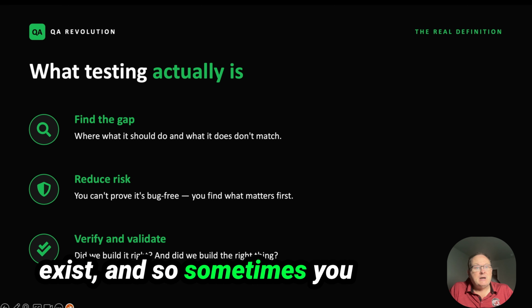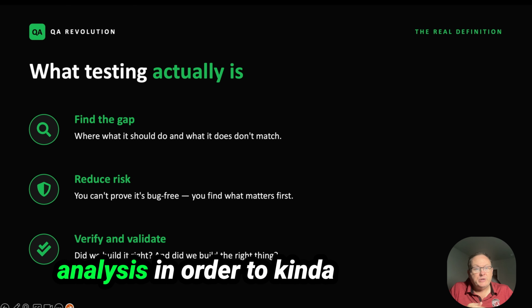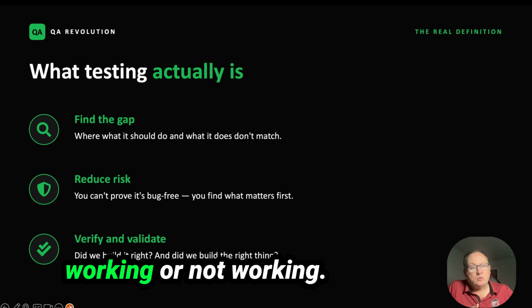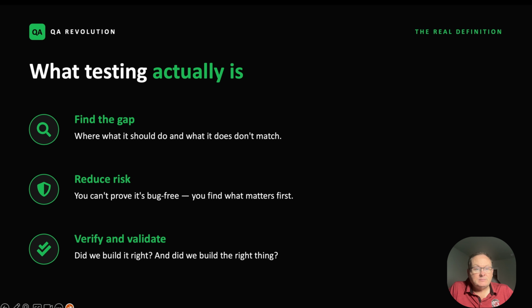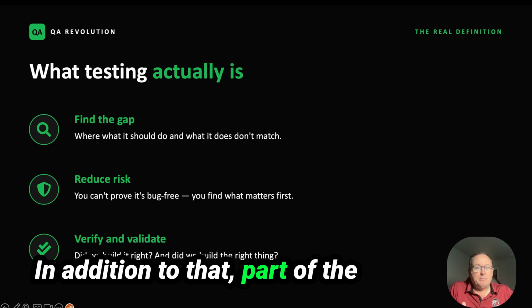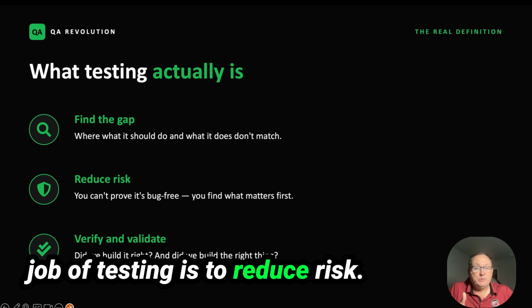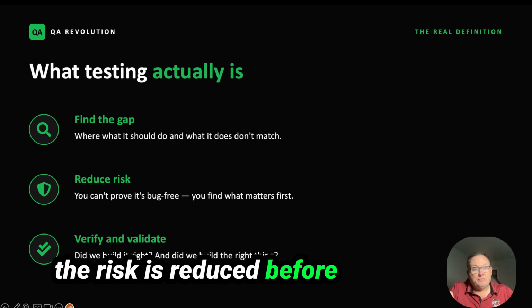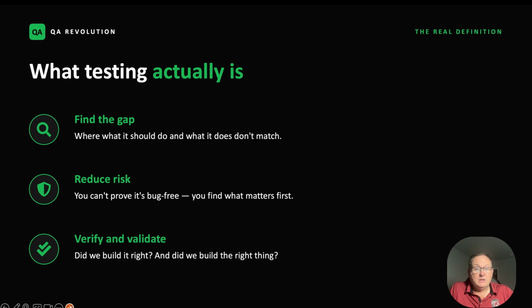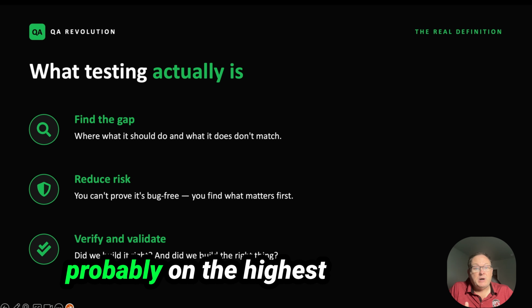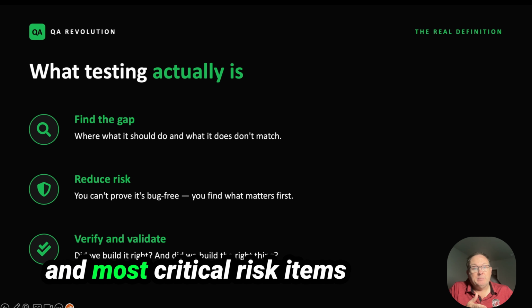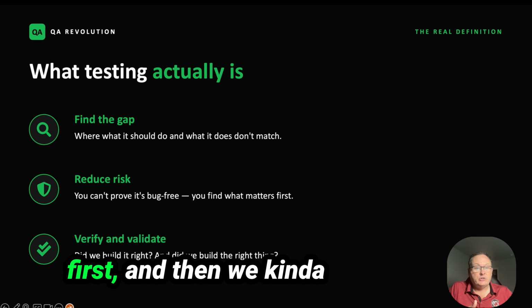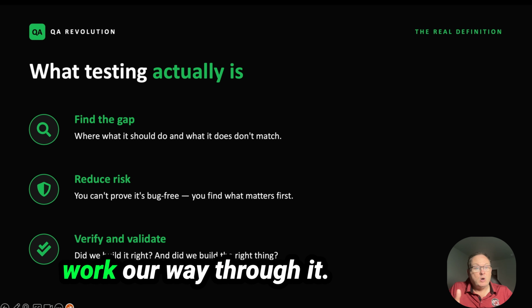And so sometimes you have to perform your own analysis in order to determine what's working or not working. In addition to that, part of the job of testing is to reduce risk. So we want to make sure that the risk is reduced before it goes into production. We want to focus on the highest and most critical risk items first, and then we work our way through it.